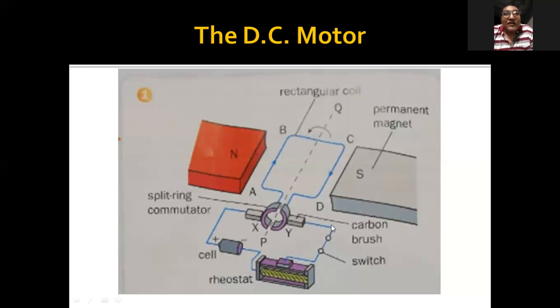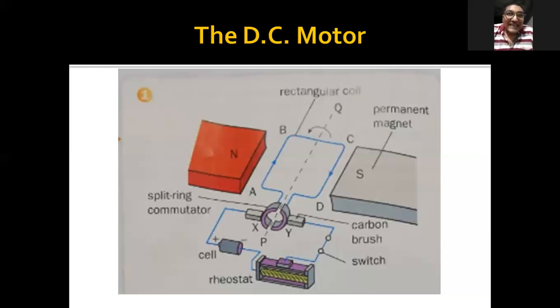And here we have a battery connection. Here we have a switch. And this is a rheostat, a variable resistor. With the help of this variable resistor, we can increase its resistance, we can decrease its resistance, and by doing so, we are able to control the amount of current flowing into this coil. This coil is mounted on an axle. So about this axle, this coil can rotate. It can rotate clockwise, it can rotate anti-clockwise.